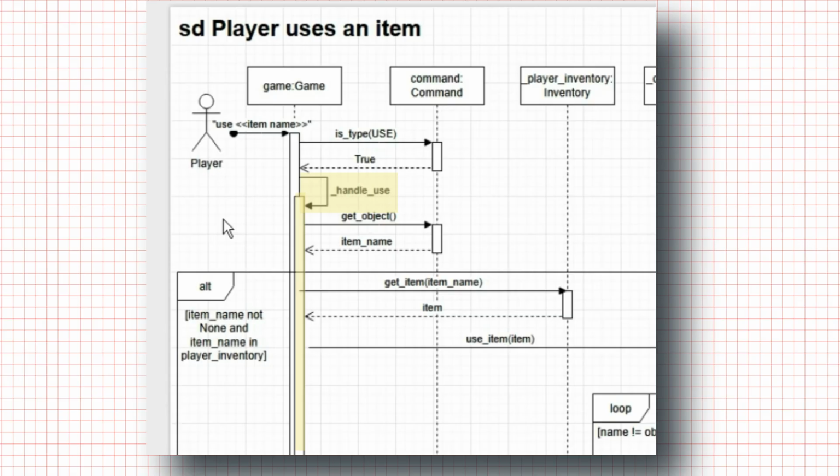Show an arrow from the activation bar of useItemName back to the game object's lifeline labeled with the method name, but layer another activation bar over the original activation bar. So now we're looking at message sends from handleUse. So it's actually from within handleUse that we're sending the getObject message to the command. And then we have an alt box. If there is an item name, and if it's an item in the player's inventory, then we get the item from the player's inventory.